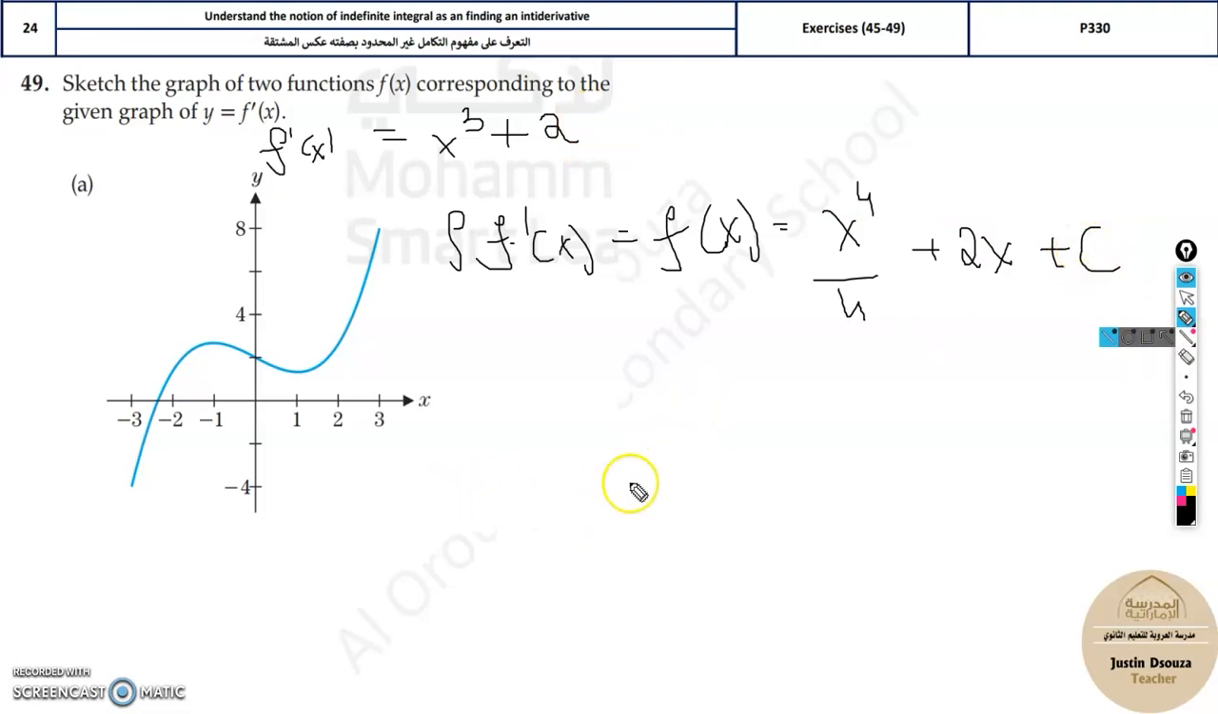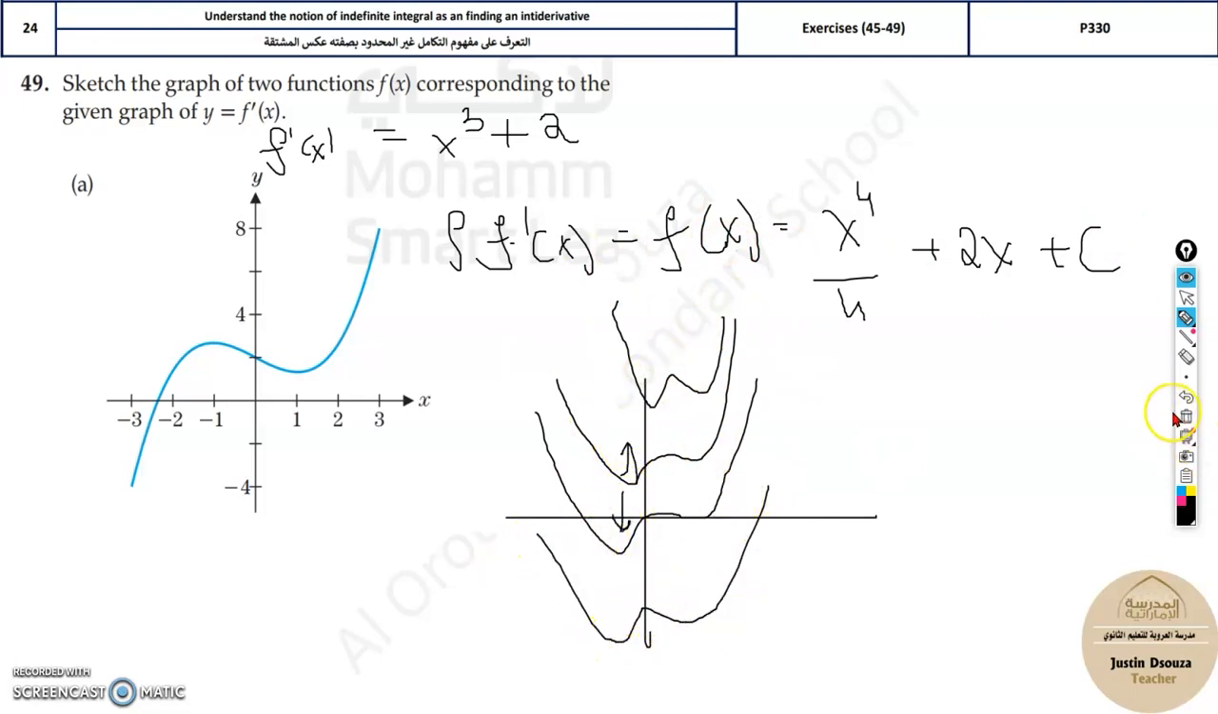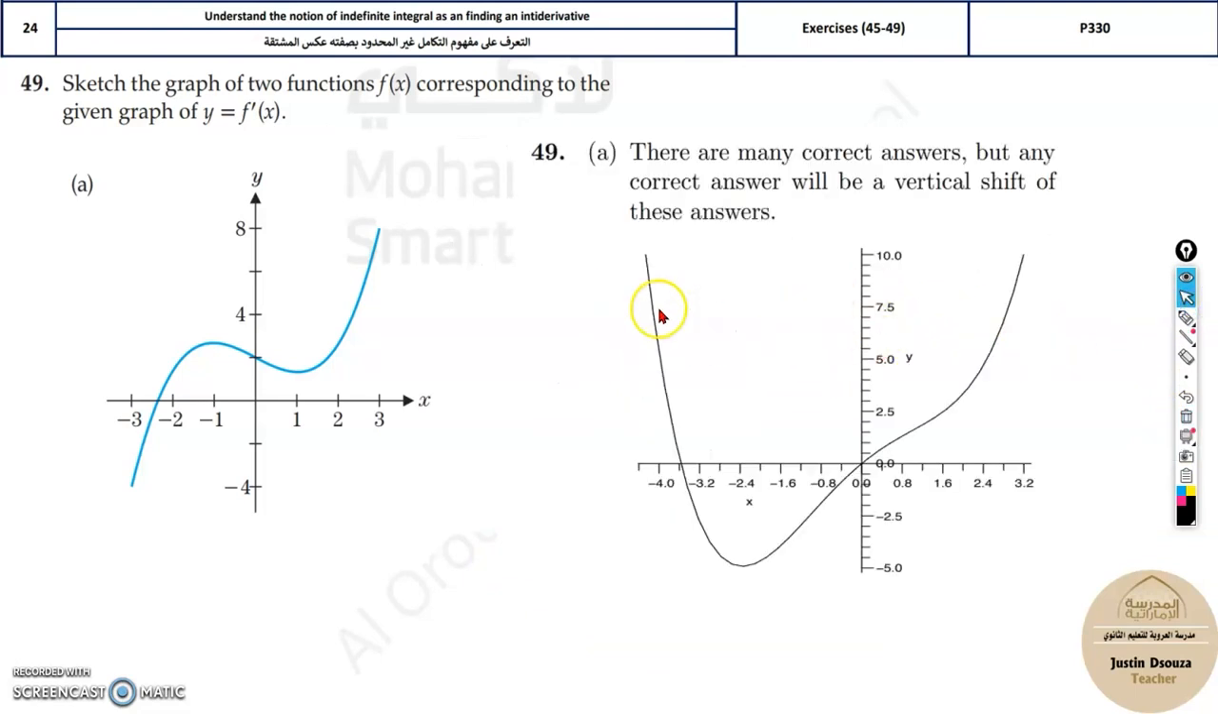Whatever graph I draw, if it's x to the power 4, it might be like this, or it might go up like this, or like this. It can be anywhere. The vertical shift, I mean, going up or down, it can go down like this, anywhere up or down. So what it means is I won't be able to draw the exact graph, but I will be able to tell you how it looks.